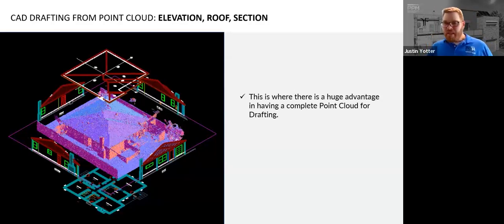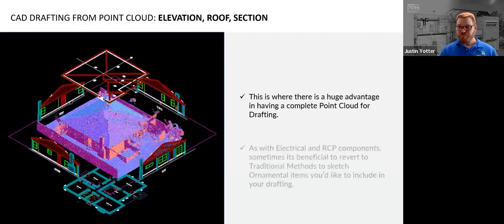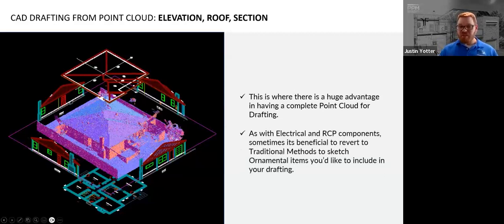My apologies. Also, every height you'll need to properly draft your roof, exterior elevations, and any section you might need. As with electrical and RCP components, our reflected ceiling plans, sometimes it's beneficial to revert to traditional methods to sketch ornamental items you'd like to include in your drafting.